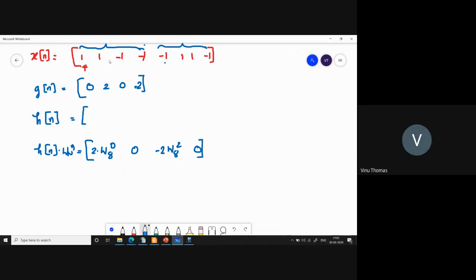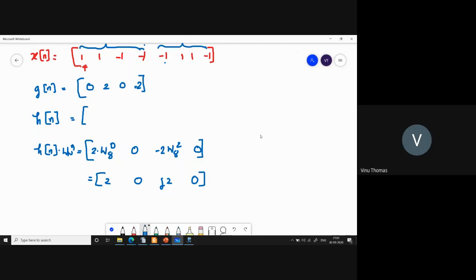So since the values are like this, it greatly simplifies the calculation. So 2 into W8 raised to 0 is equal to 2, then 0. And now we have to find what is W8 raised to 2. W8 raised to 2, as you have seen before, is equal to minus j. So that is 2, 0, 2j, and the last one is 0. We'll write this as j2 because that's our standard representation. We'll write the imaginary term first, j first and then 2: 2, 0, j2, and then 0.